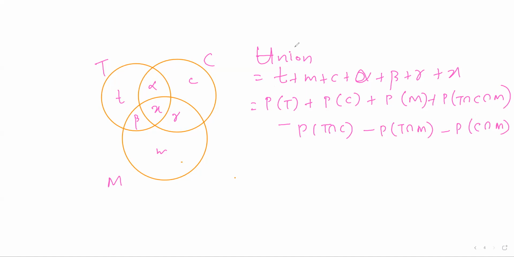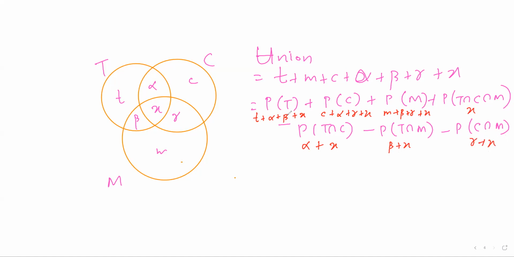So again, let's check. T is T plus alpha plus beta plus X. C is C plus alpha plus gamma plus X, and M is M plus beta plus gamma plus X, and this is X. And T intersection C is alpha plus X. T intersection M is beta plus X, and C intersection M is gamma plus X.